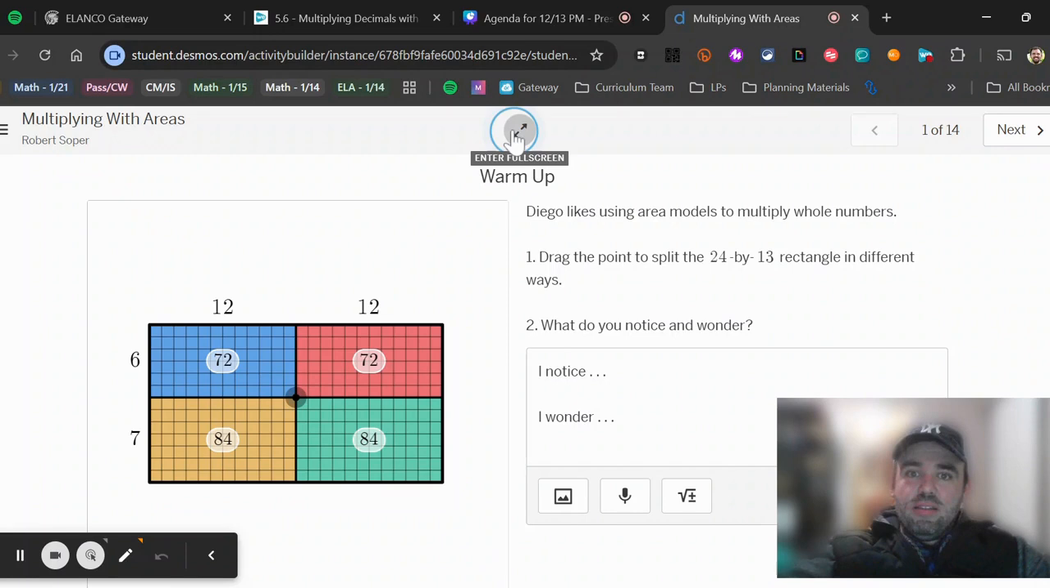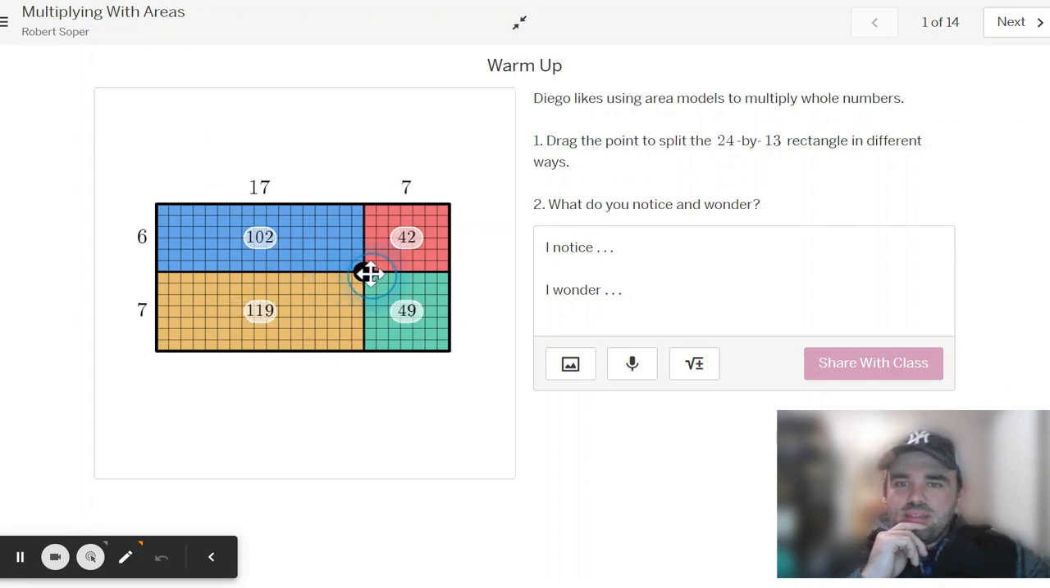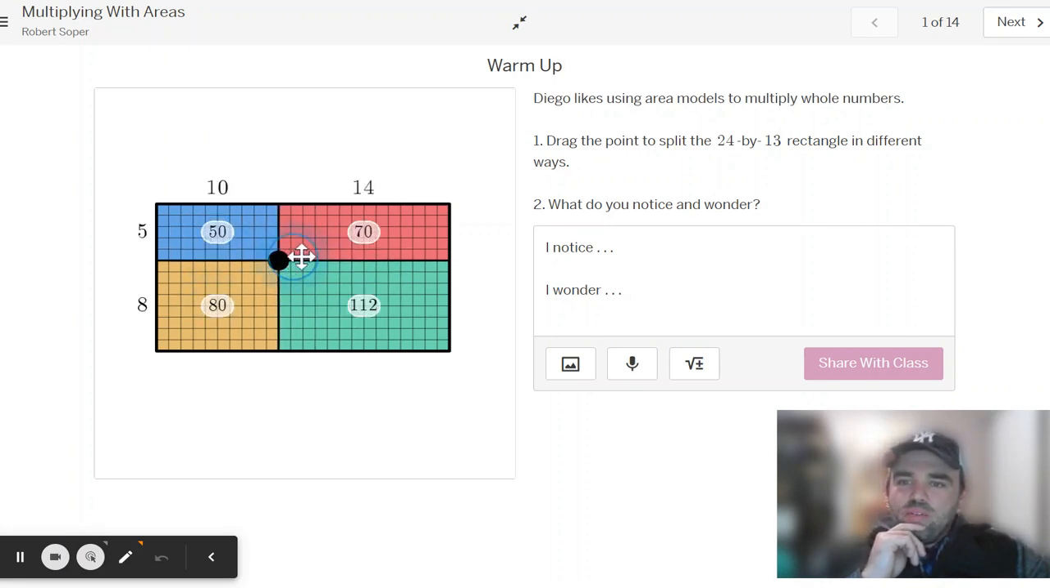So here I am on slide 1. What do you notice and wonder? Diego likes using area models to multiply whole numbers. Drag the point to split the 24 by 13 rectangle in different ways. What do you notice and wonder? So go ahead and pause your video and just jot down a couple things in the notice and wonder column. So when you notice and wonder, when I move this, hopefully you did that as well. If you haven't, pause the video again and move it around.